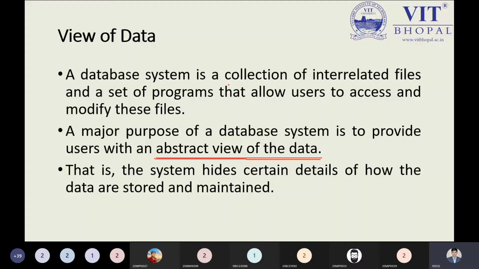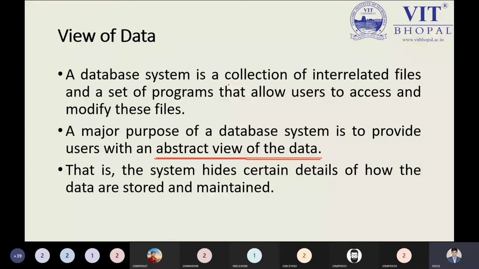Please keep in mind the statement: a database system is a collection of interrelated files and a set of programs. Why programs? Because we are doing some operations like addition and deletion, so implicitly there is some algorithm by which the operations are performed. So a database system is definitely a collection of interrelated files. Don't worry, with the image I will show you.